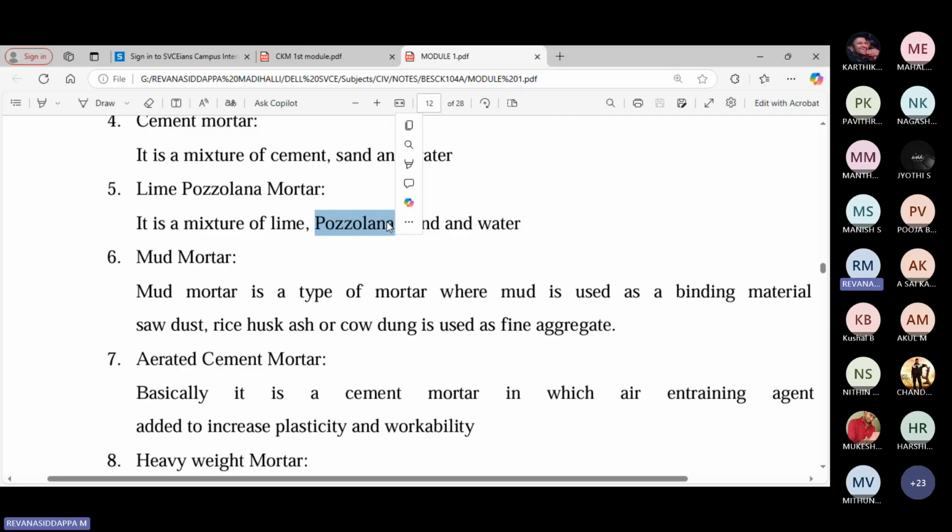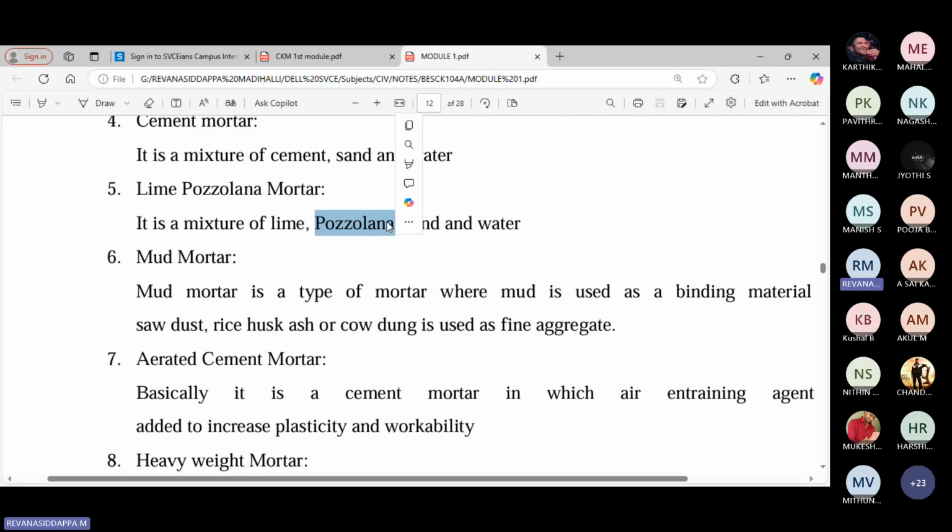Pozzolana is a material which has characteristics similar to those of cement. Characteristics may be physical, like density and specific gravity, or chemical, like chemical composition. If the chemical composition and physical characteristics match with cement, that material is called pozzolana.